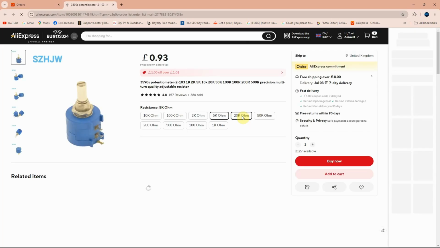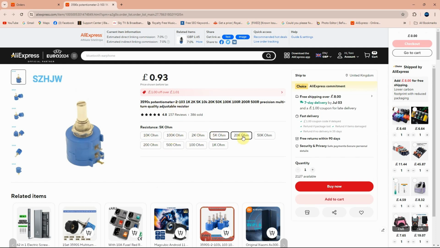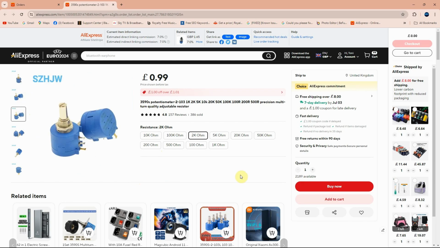So let's double check the listing. In the listing it is 3590S potentiometer, 2-103, 1K, 2K, 5K, 10K and so on, also 200 ohm, 500 ohm, precision multi-turn quality adjustable resistor. So these are the values that you can order, and the price is different between the values. So 1 kilo is 0.97, 100 ohm is £1.26, and so on. If you are interested in more values, here you can choose from.